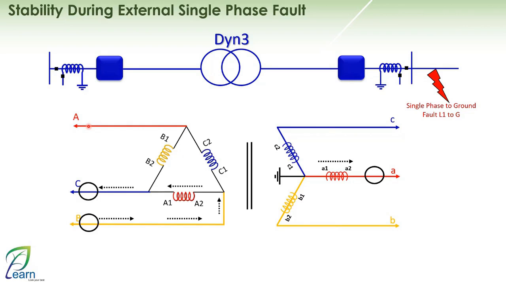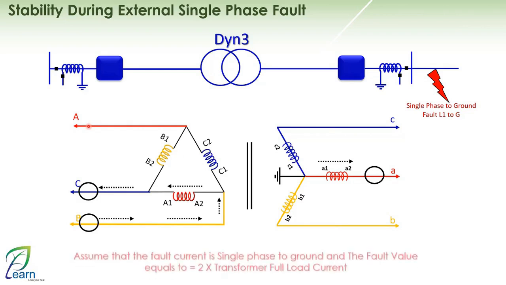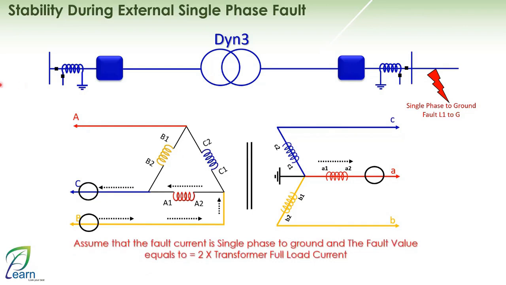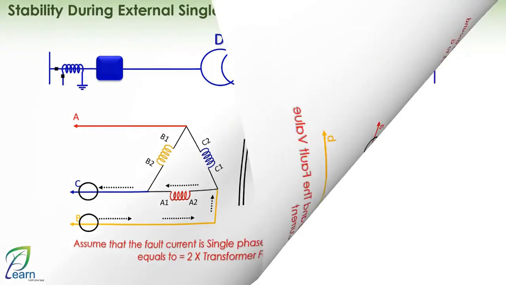Alright, let's see how the relay deals with this issue so we can calculate it numerically. I mentioned to you that in a single phase to ground fault, the fault current value is twice the full load current of the transformer. As an example, very nice. The full load current of the transformer is quite good.